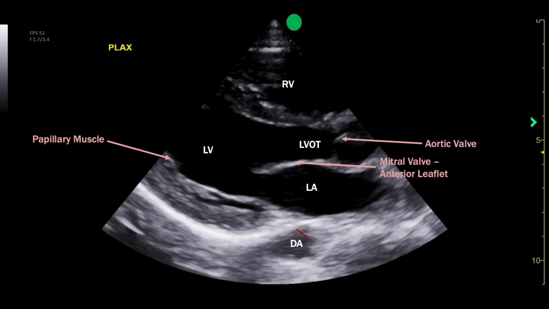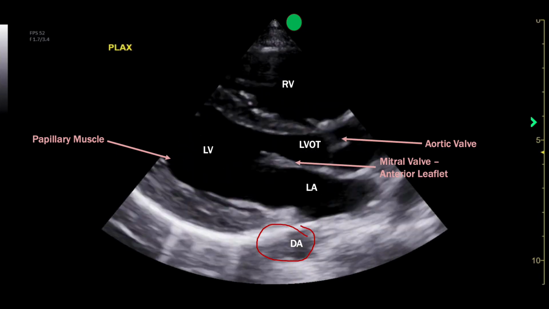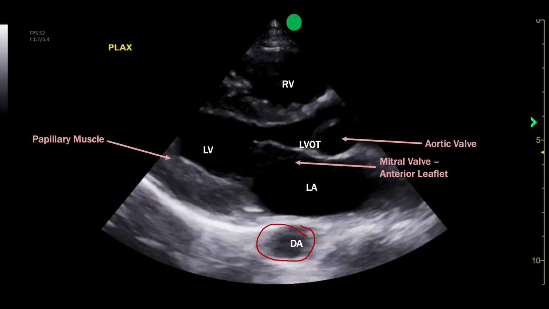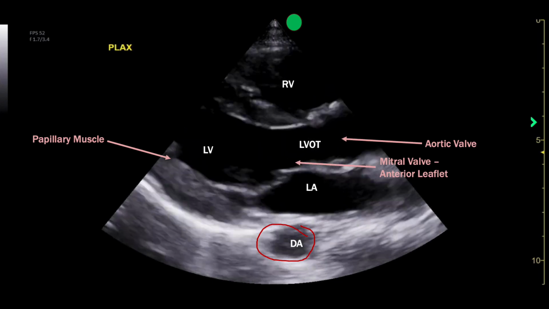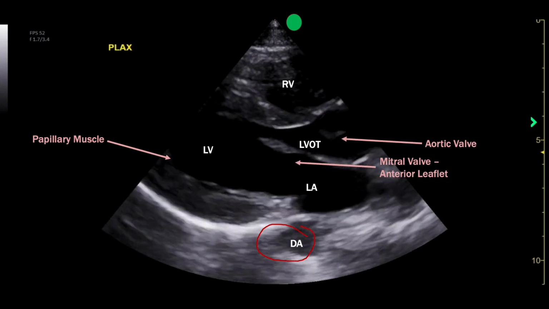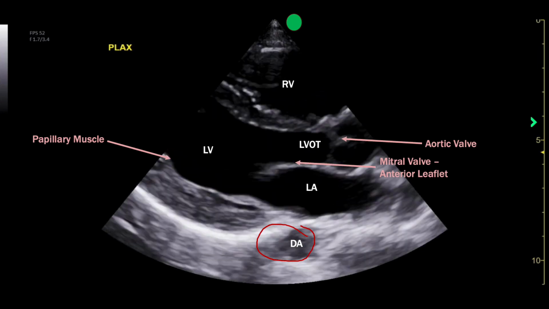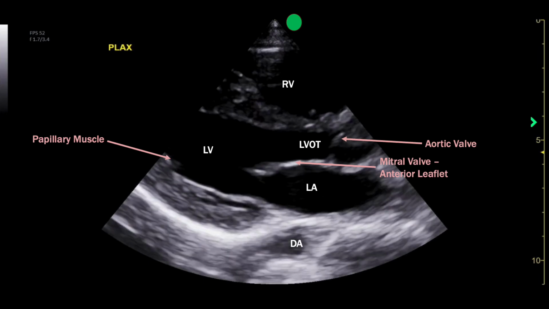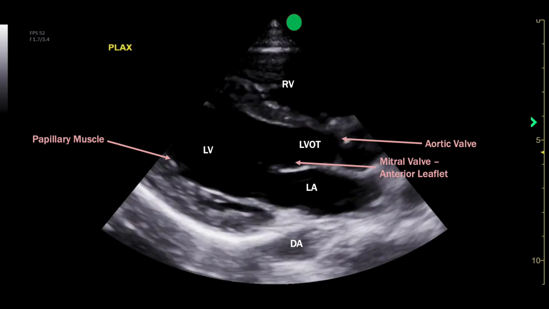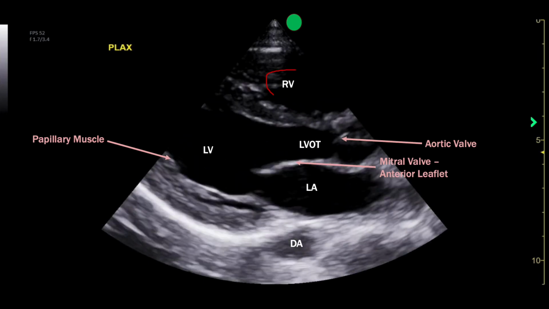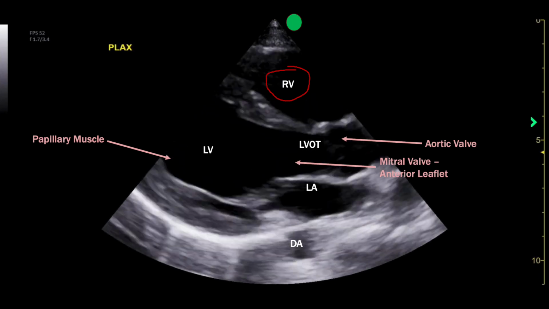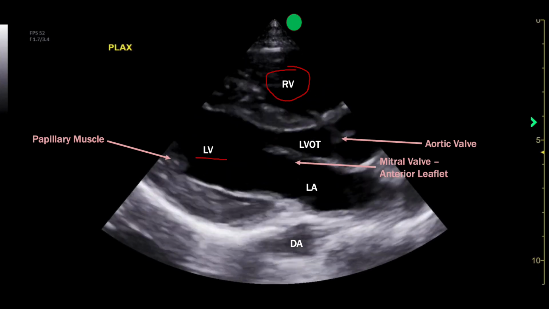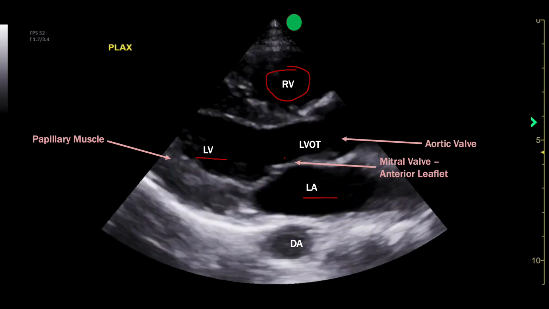So the descending aorta is back here, and you want enough depth so that this is included in the picture, as the descending aorta is going to serve as an anatomical landmark for the differentiation between the pericardial and pleural effusions, which we're going to discuss in a separate video. So, like I mentioned before, the structures visualized here include the right ventricle in the most anterior aspect of the image. We have also the left ventricle right posterior to that, and the left atrium separated by the mitral valve right here.